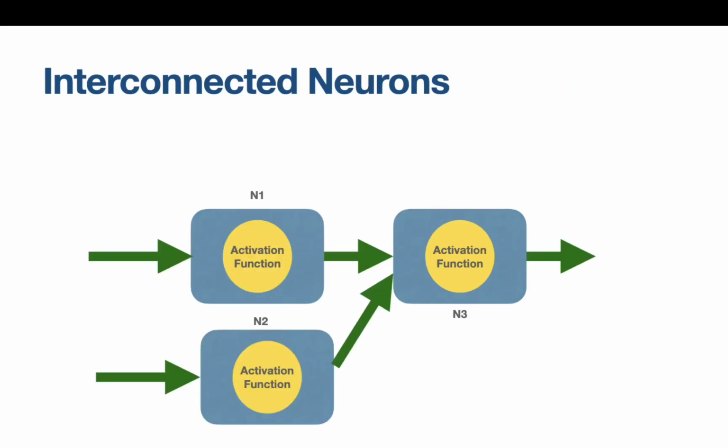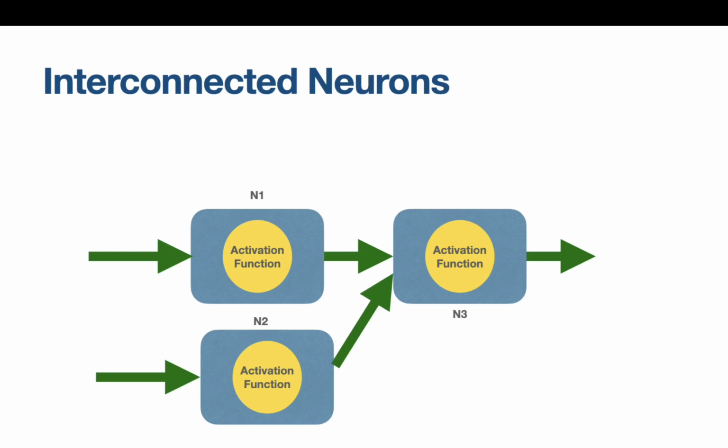Now let's try to find out what happens when we interconnect neurons. In this case, we have 3 neurons and the output of N1 and N2 forms the input to the neuron N3. So this is how we interconnect neurons.